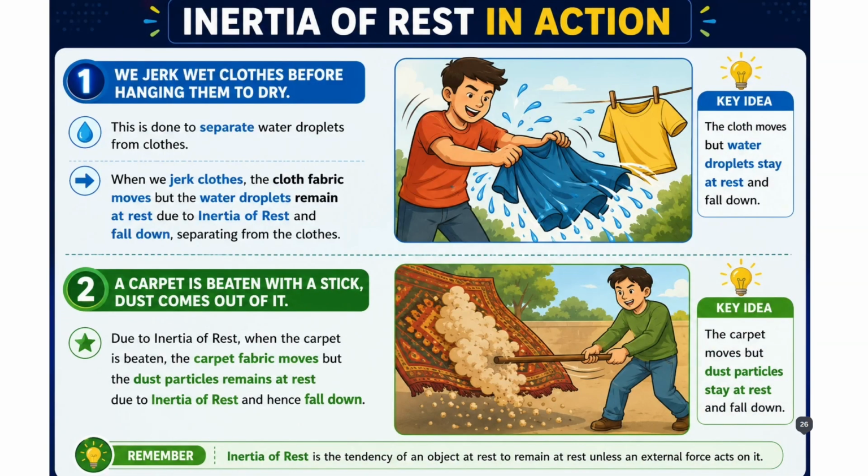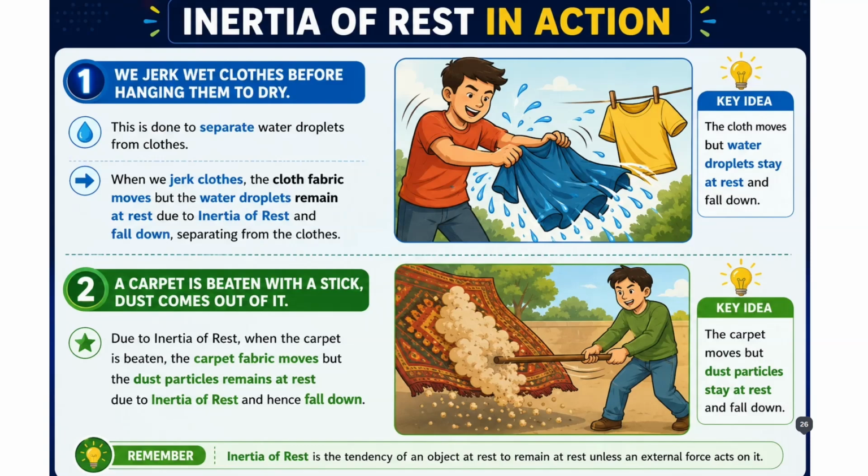Now let's look at two more highly practical examples of inertia of rest. First, jerking wet clothes. Look at the first activity on your screen. Why do we give wet clothes a sharp jerk before hanging them on the line to dry? This is done to separate the trapped water droplets from the fabric.